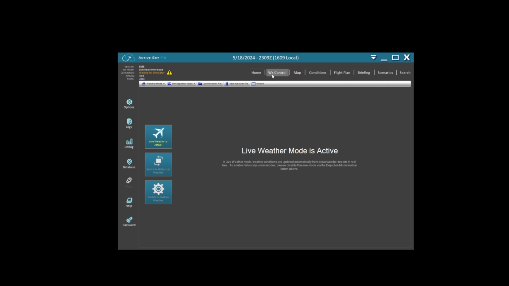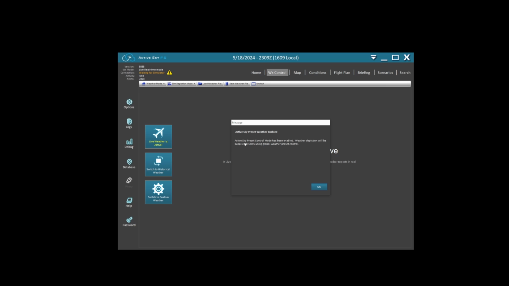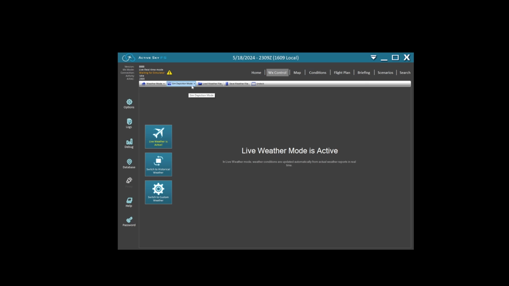And then let's see here. I think that's everything that I need. Yep, we want live active weather. Oh, that's right. Weather mode, sim depiction mode. So this is what I was talking about. Currently, we are in passive mode, so I'm actually going to switch that over to active. And this is the one where if we turn live weather on inside the sim with active mode enabled, it will break ActiveSky. At that point, ActiveSky has to be closed and relaunched.